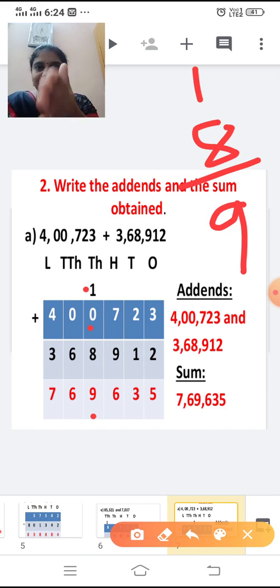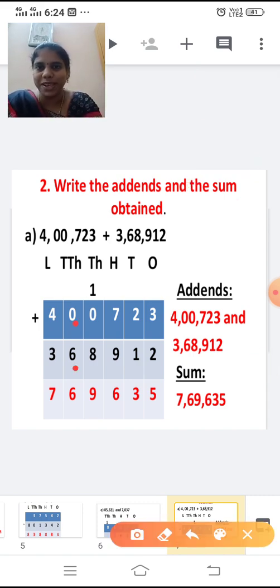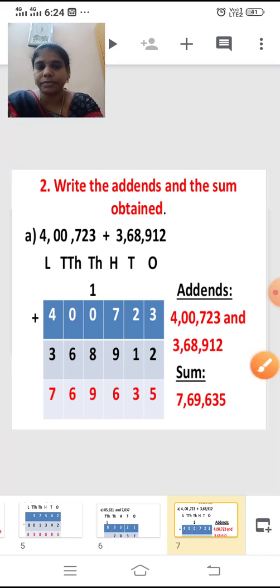Now move on to the 10,000 place now. 0 plus 6. If you add 0 to any number, the number will not change, right? So 0 plus 6 is 6. So write 6 below the 10,000 place. Shall we add the lakhs place now?